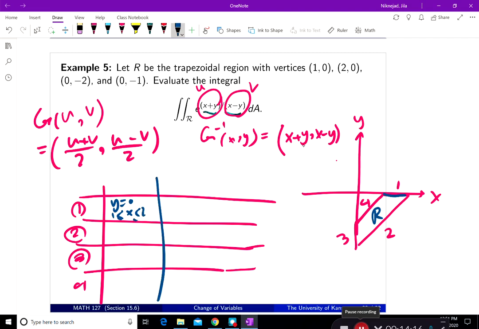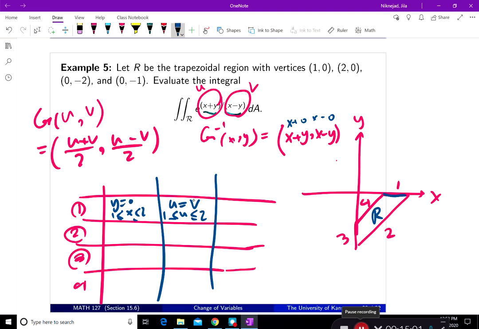If I plug it into here, I get y equal to 0. In here I get 0, 0, and so it would be x plus 0 and x minus 0. So u is x, v is x, therefore u is equal to v. So the equation I get in the uv plane is u equal to v, and since x is running from 1 to 2, u is going to be running from 1 to 2. And so that gives me the pre-image of 1, which is the line u equal to v.